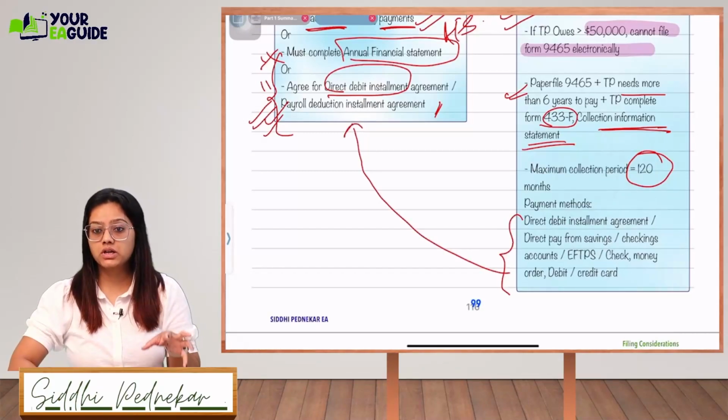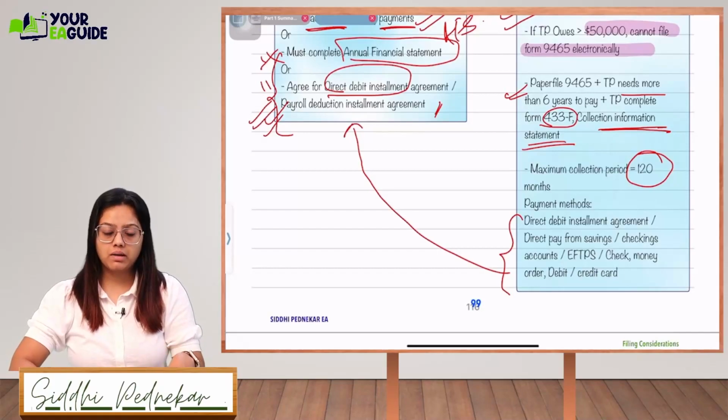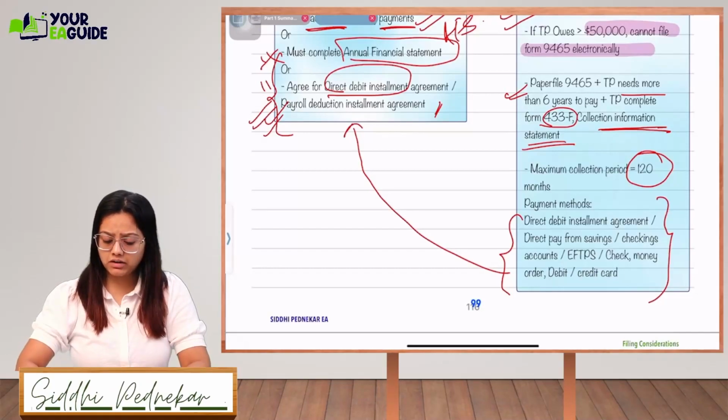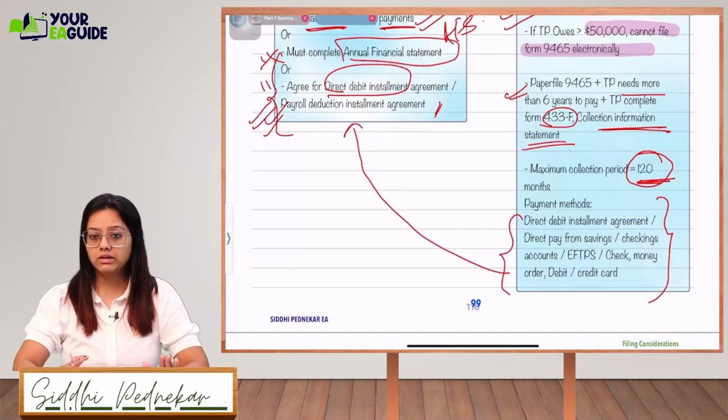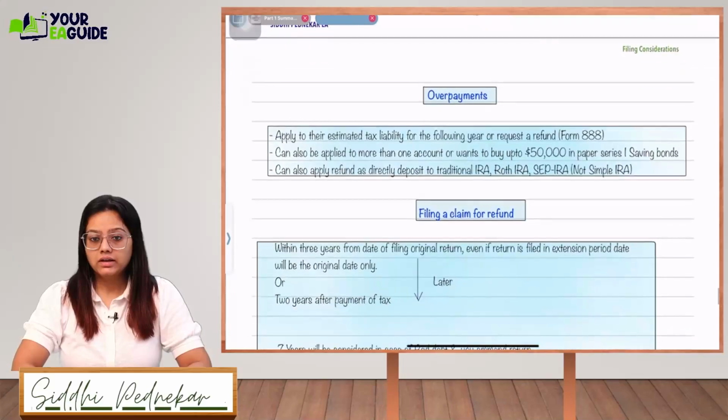Okay, direct deposit, direct debit installment agreement, direct pay from savings or the checking account, EFTPS, check, money order, debit, credit card, by any way you can pay it. The maximum collection period is 120 months.